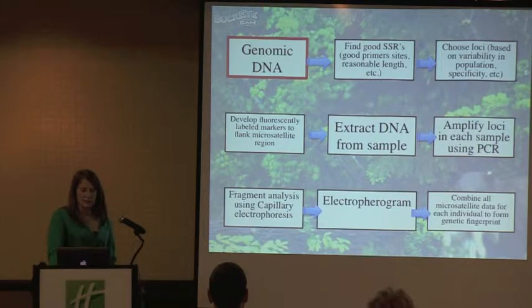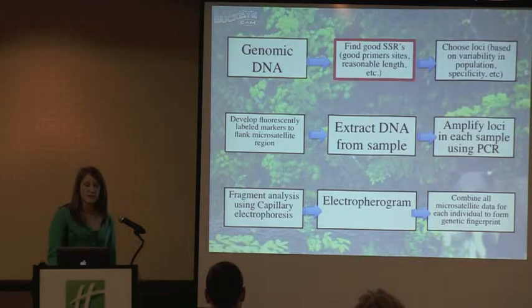So just to give you a very general picture of the process of microsatellite genotyping from start to finish, first, you begin with genomic DNA from your target population. You use the genomic DNA to find a good simple sequence repeat, one that's easy to amplify, preferably not too long, and that has good sites on either end for primer development.